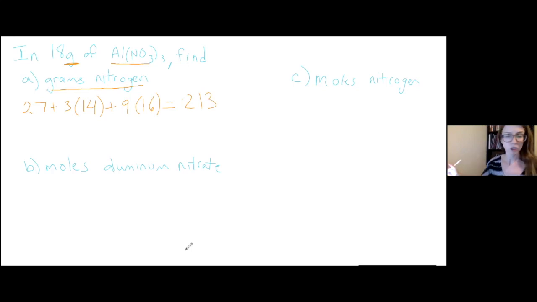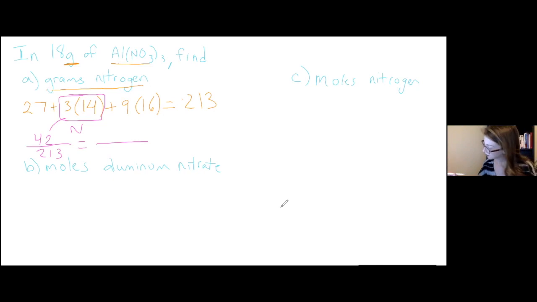Now, of that 213, it was this 3 times 14 that was because of the nitrogen. So 14 times 3 is 42. 42 of the 213 is nitrogen's contribution. If you wanted to set this up as a proportion like you've seen, remember that what you have here is nitrogen's molecular weight, and what you have here is aluminum nitrate's molecular weight.